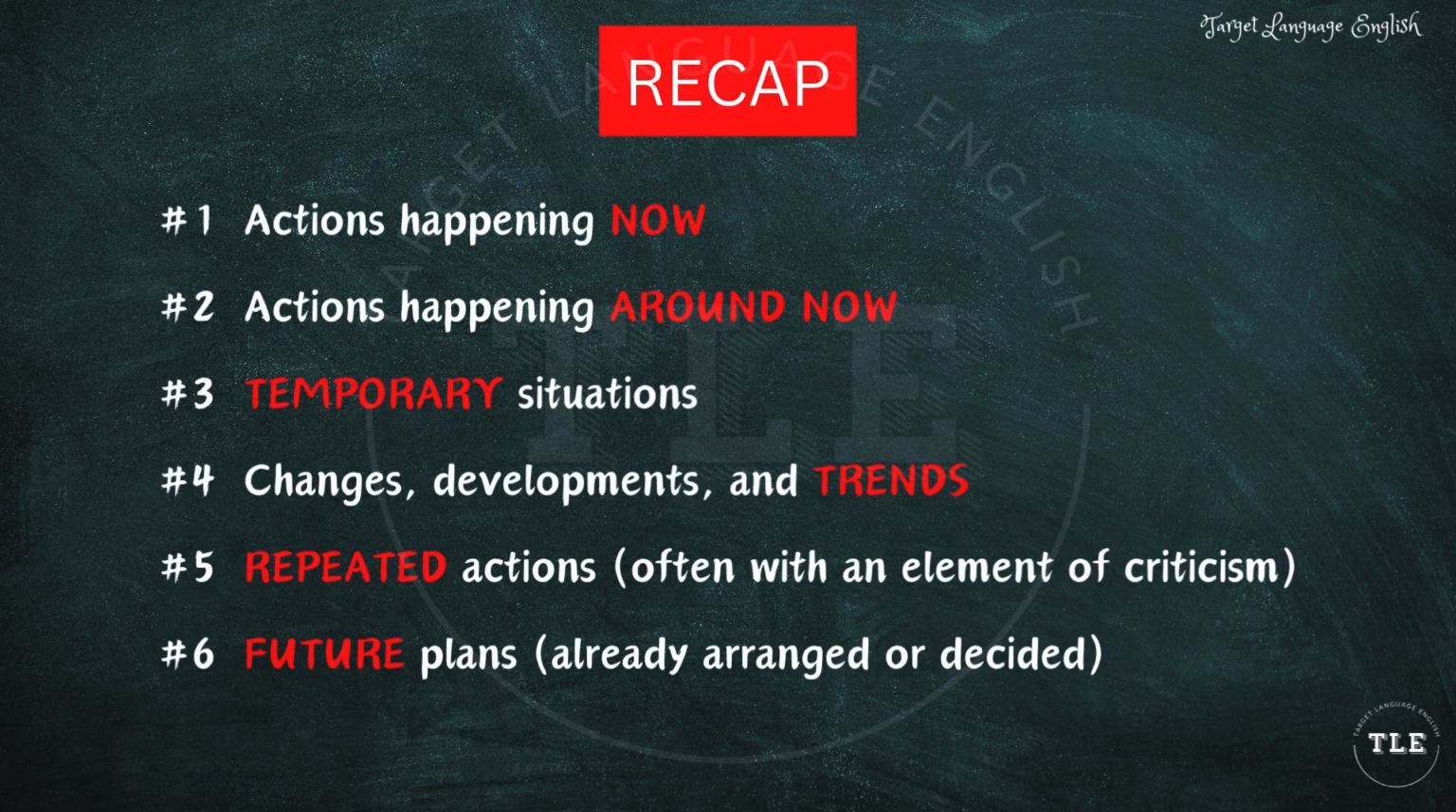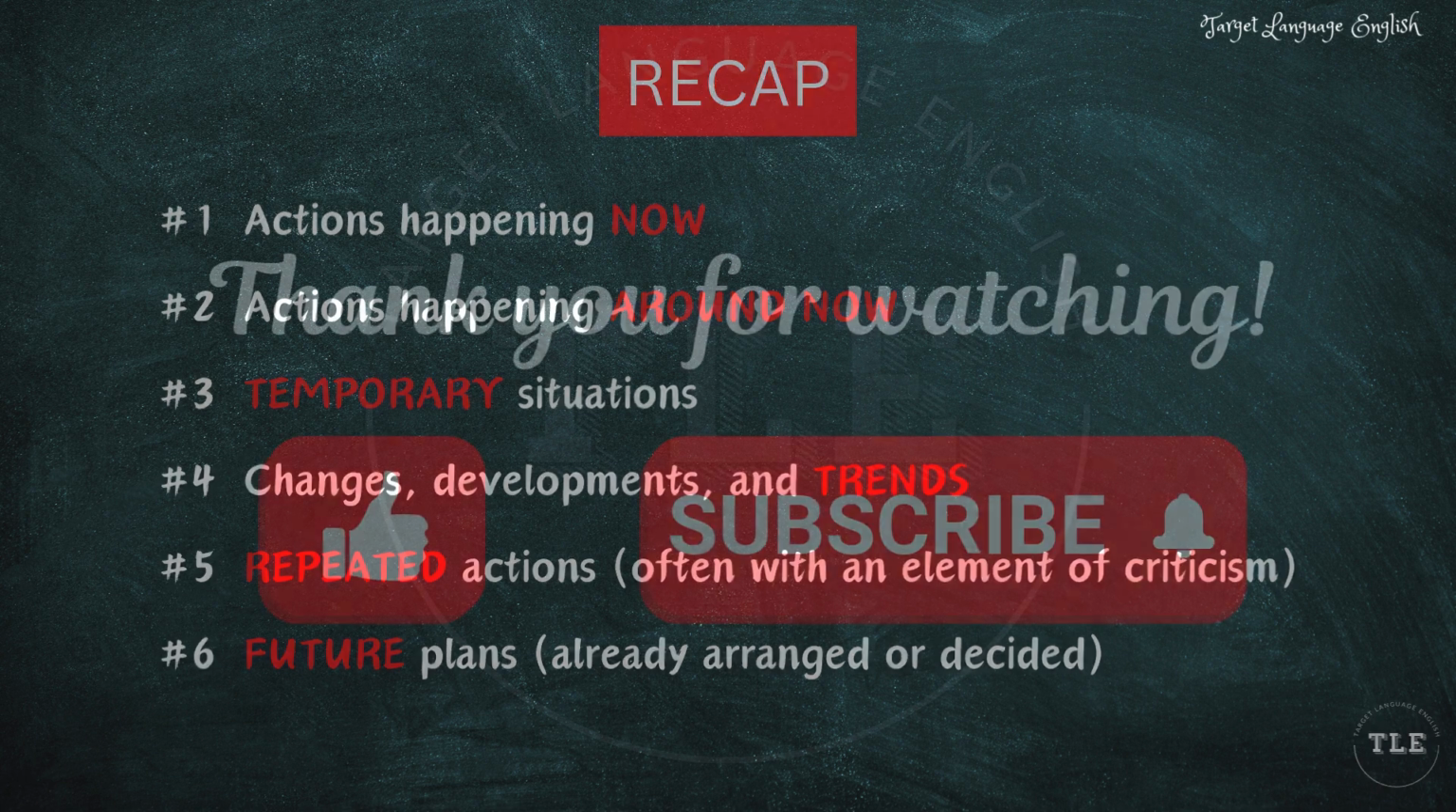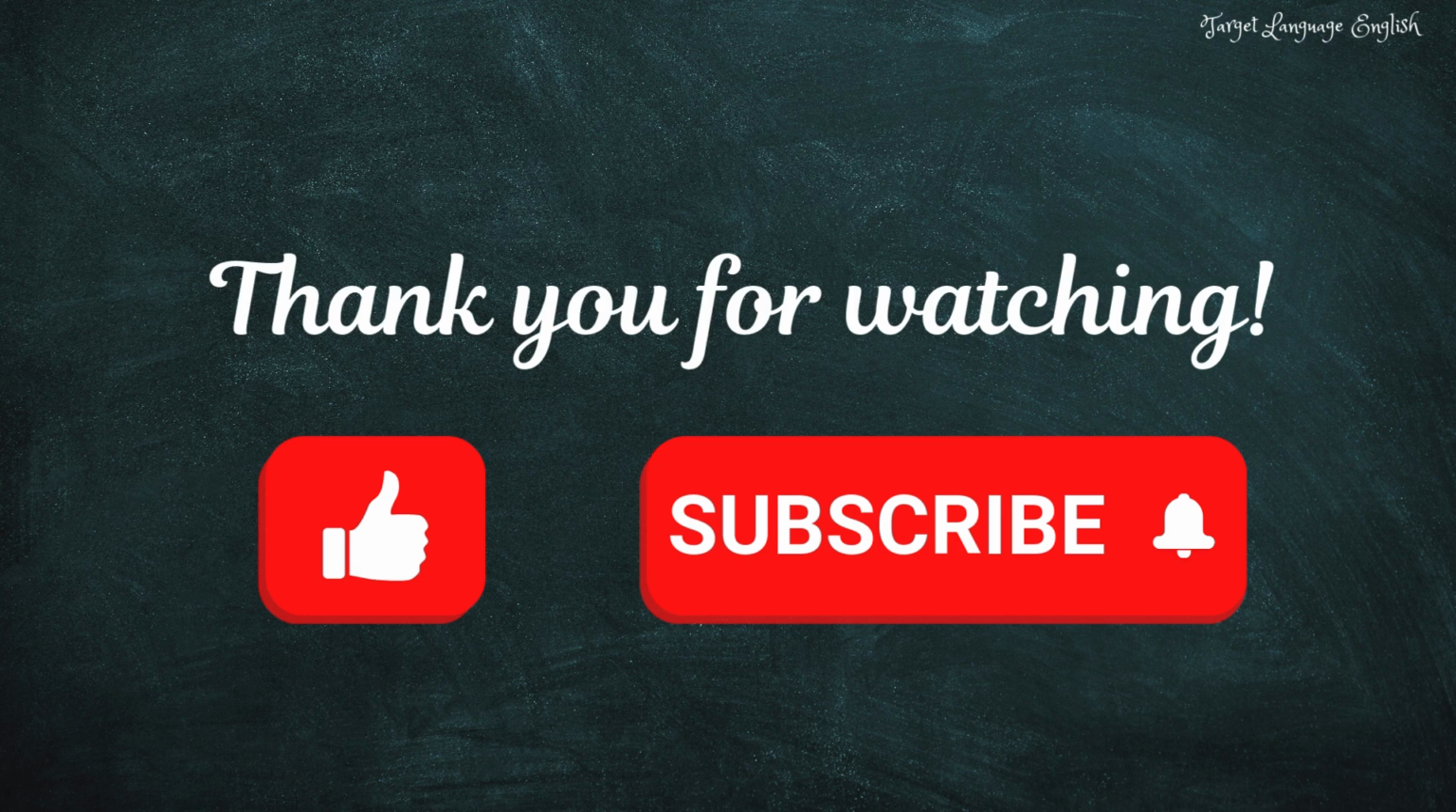Let's quickly recap what we covered about the use of the present continuous tense. We use it to describe actions happening now, at this moment, actions happening around now, for temporary situations, to describe trends, changes, developments, for repeated actions, and we also use the present continuous to describe planned future events. That's it for today's lesson on the use of the present continuous tense.